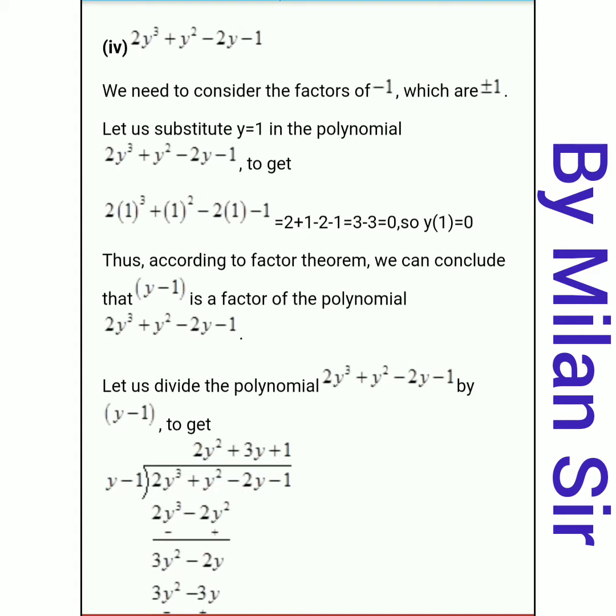In this video I will explain exercise 2.4, question number 5, internal question number 4. So let's start. Here it is given 2y cube plus y square minus 2y minus 1. So first of all we need to find our first factor, right?